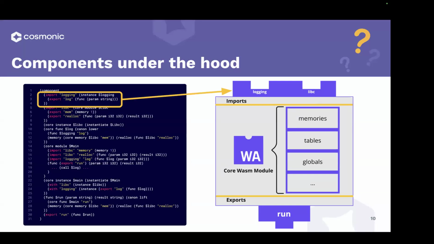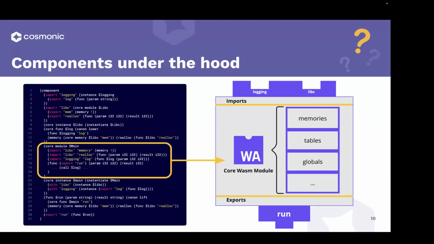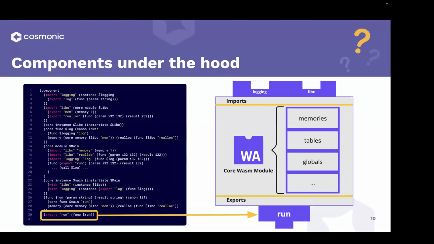You can see here at the top, we've got some imports. So this is importing some sort of logging piece. Maybe that makes use of some other logging component. In the middle here, this is the core WASM module. So this is the piece that's currently used in the browser. That's WebAssembly modules. And then down the bottom here, we've got the export, which is the run. This is what allows the host to actually execute that particular component.